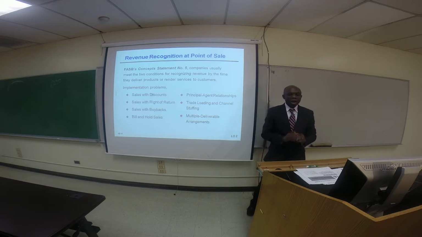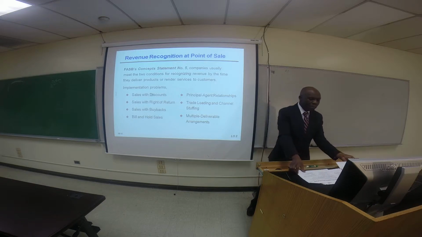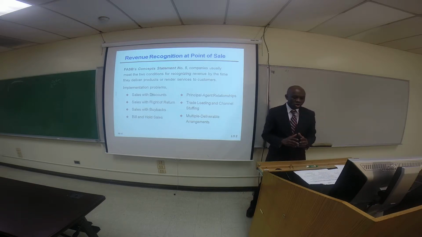Now, however, we have some situations whereby the recognition of revenue is a little bit more complex than the ordinary situation whereby we sell a product to a customer and we recognize revenue right away. So here are some implementation problems relative to recognizing revenue at point of sale. Now we have 7 problems here, or 7 situations that pose challenge. Number one, sales with discount, sales with right of return, sales with buyback, bill and hold sales, principal agent relationship, trade loading and channel stuffing, multiple delivery arrangements.